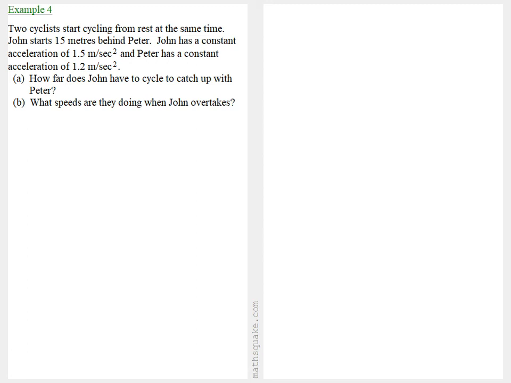Two cyclists start cycling from rest at the same time. John starts 15 metres behind Peter. John has a constant acceleration of 1.5 metres per second squared, and Peter has a constant acceleration of 1.2 metres per second squared. In part A, we're asked, how far does John have to cycle to catch up with Peter?